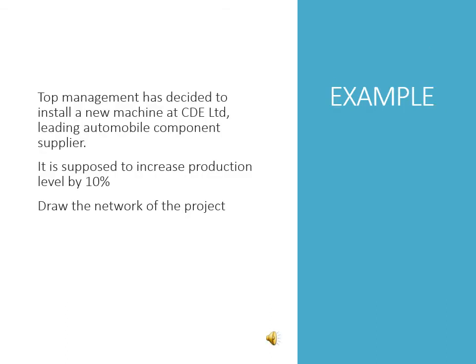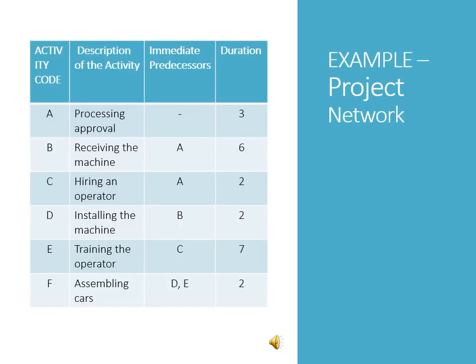An example of the critical path is given in the slide here. You are required to draw the network of the project. The information given in the slide here will be helpful for the example. You will have to use the activities and duration to construct your network. I will advise that all of you make a trial, and you will see the answer is given in the next slide.